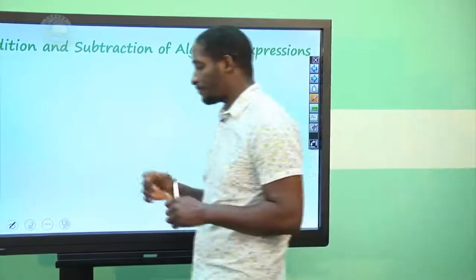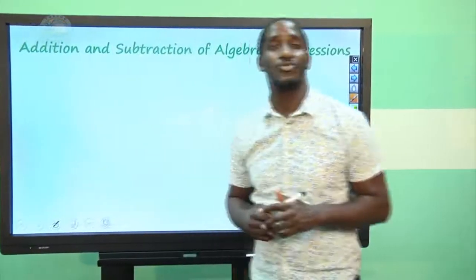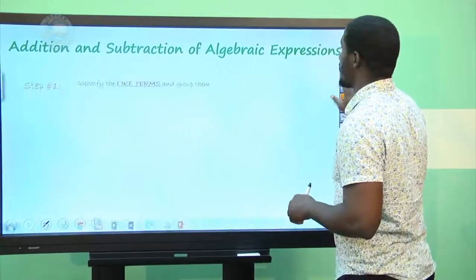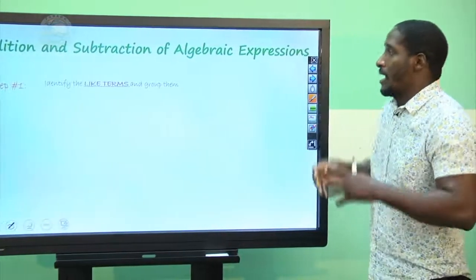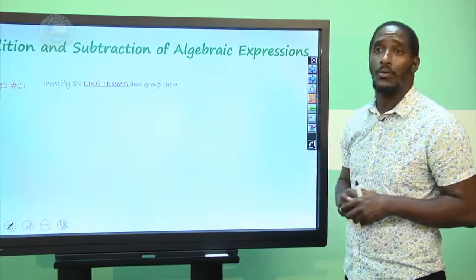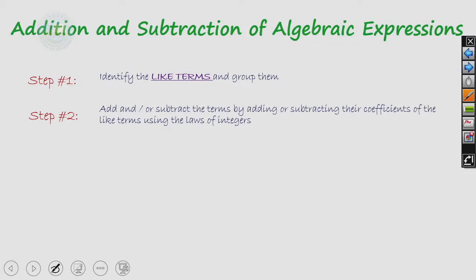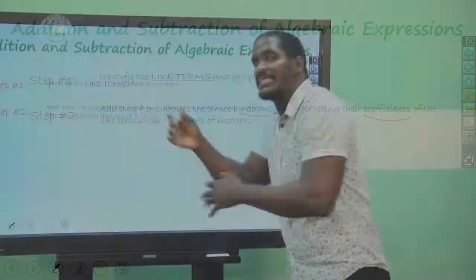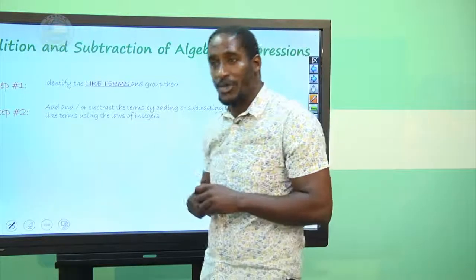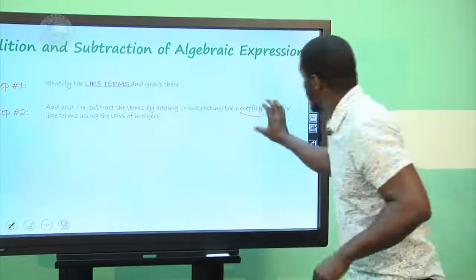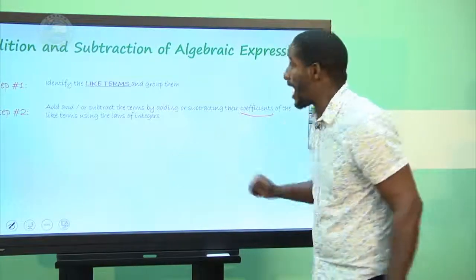Now that we have that, let's look at the addition and subtraction of algebraic terms. For the addition and subtraction of algebraic terms, here are the rules or the steps that we need to follow. Step 1, identify the like terms and group them. What does that mean? Let's see. Step 2, add and subtract the terms by adding and subtracting their coefficients. We saw coefficients before. Coefficients we said were the constants or the numbers that, once an algebraic term is written in standard form, are the numbers in front of these algebraic terms.